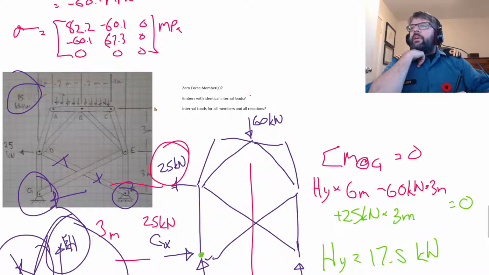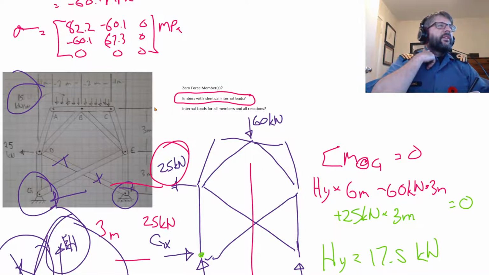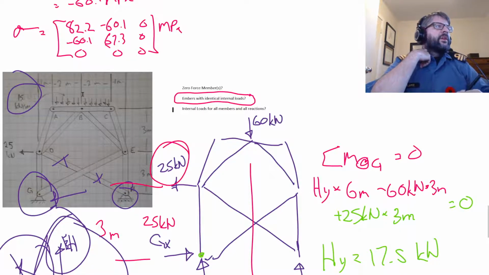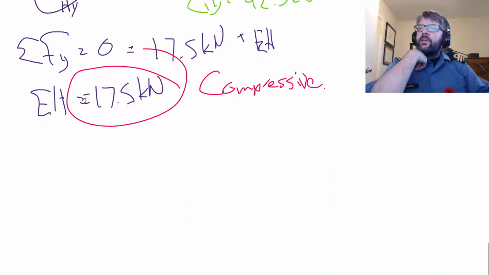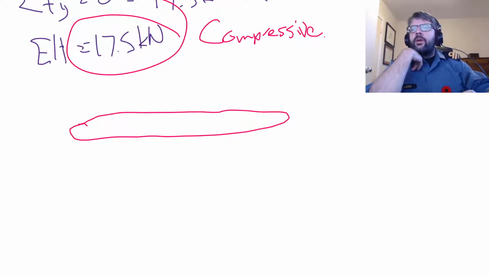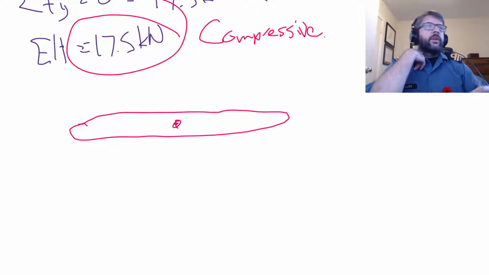Let's have a look at members. I put members down. There should be members with identical internal loads. To look at this, let's look at a quick free body diagram of ABC. It is a bar or a joist or something that has multiple forces acting upon it, including at its midspan and along the length.